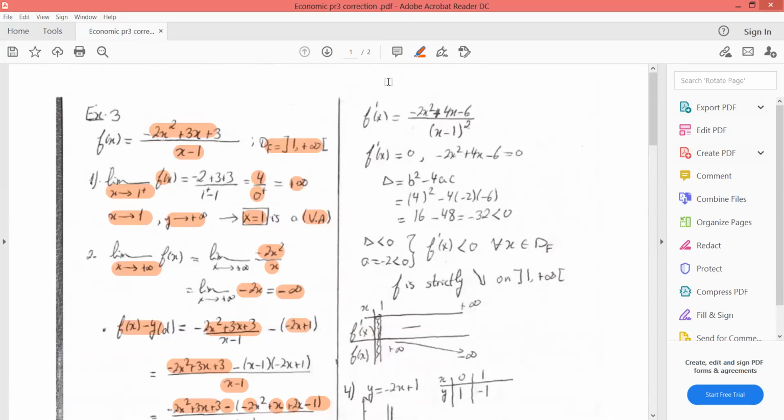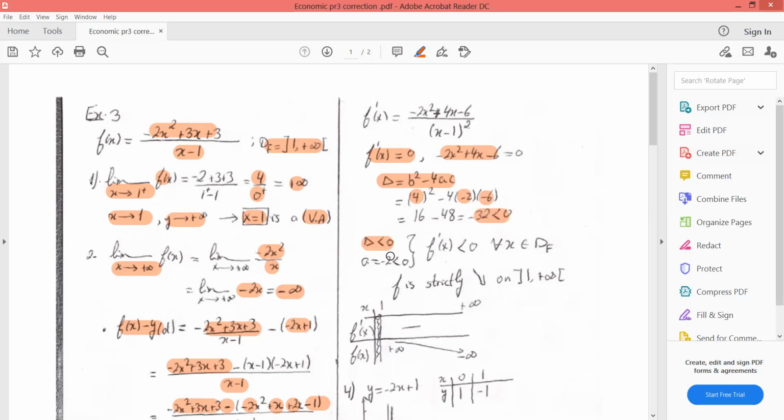How to know the sign of this derivative? How to make the table? We take it equal to 0. -2x² + 4x - 6 = 0. We take only the numerator. We find delta, b squared minus 4ac. b is 4, squared. Minus 4a, a is -2, c is -6. We get -32, which is negative. Delta negative.